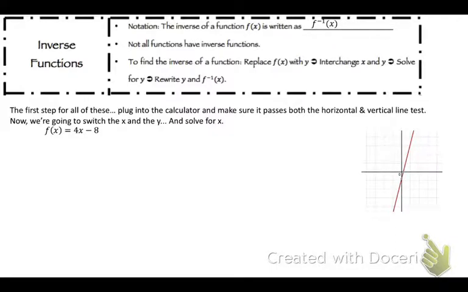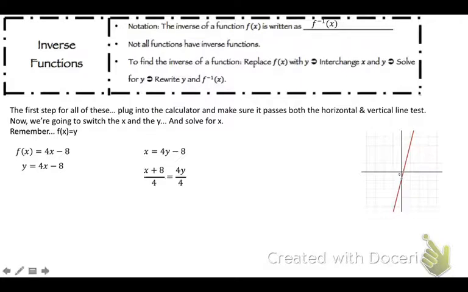Now we're going to switch the x and the y's and solve for y. And remember, f of x equals y. So this is going to be y equals 4x minus 8. Switch my x and the y's, so x equals 4y minus 8. Now we're going to solve for y. So add the 8 over. You get x plus 8 equals 4y. Divide by 4. So you get y equals (x plus 8) divided by 4.